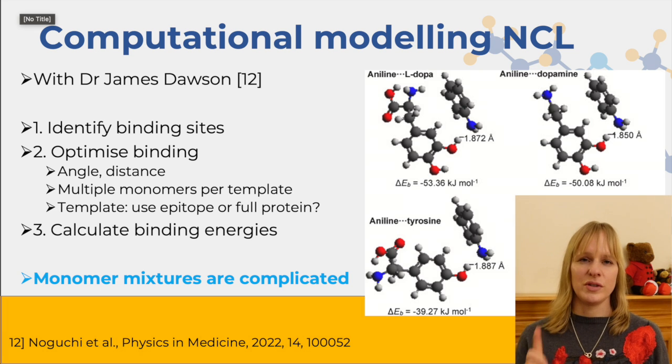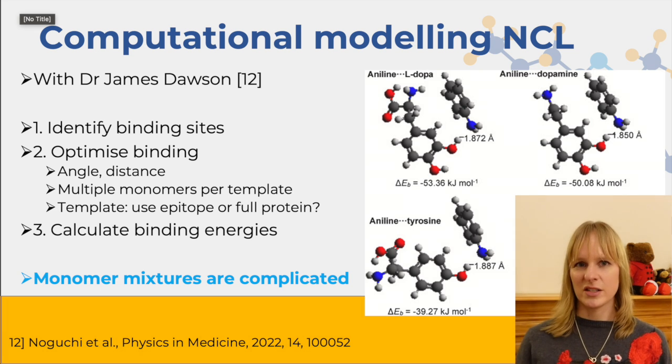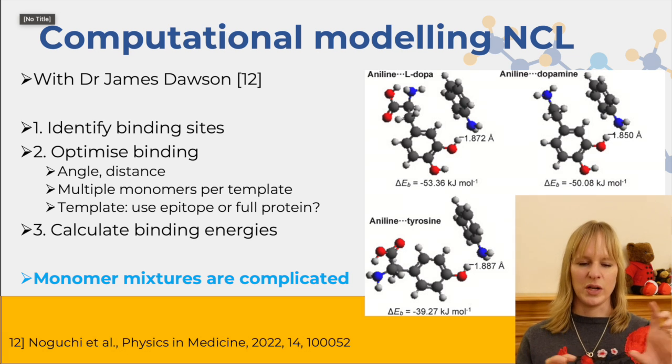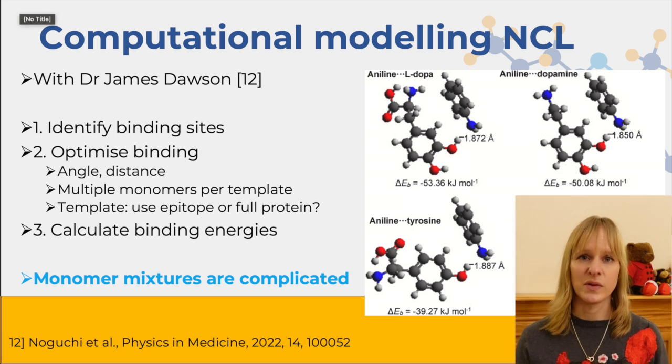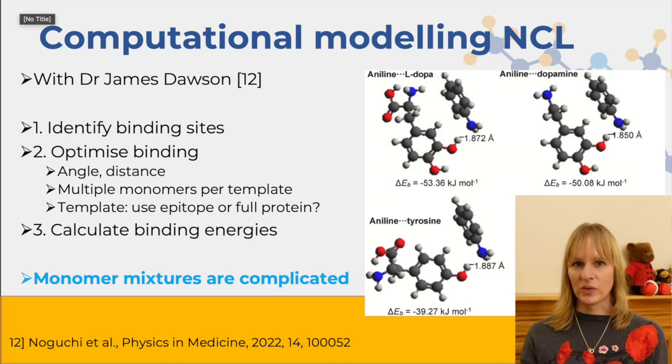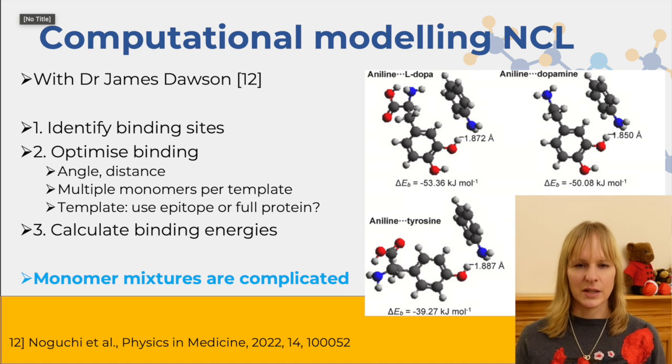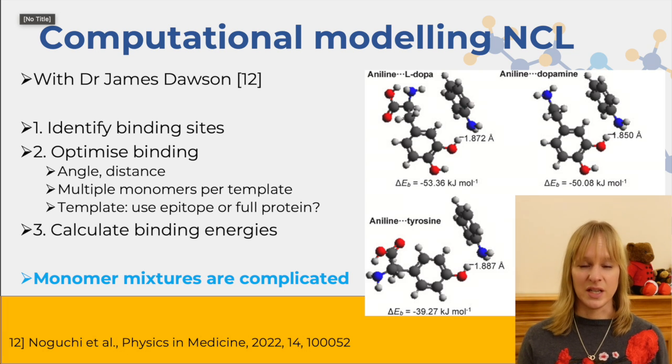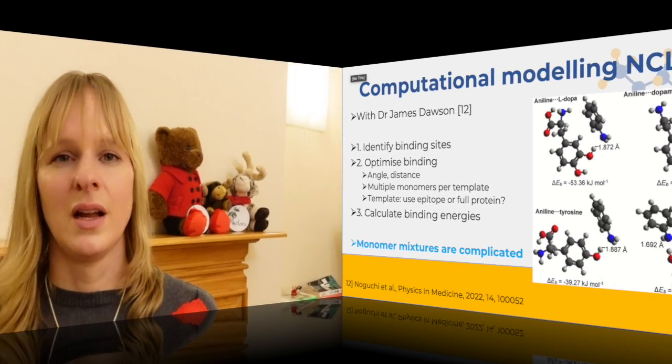But in essence, step one is you identify the binding sites. In step two, you need to optimize the binding between your target and that binding site that you've identified. That means the bond lengths and the angles and things like that. And then the third step is you need to calculate the binding enthalpies, and you can compare them against each other. While this seems relatively straightforward, I would say it does become a lot more complicated with mixtures.